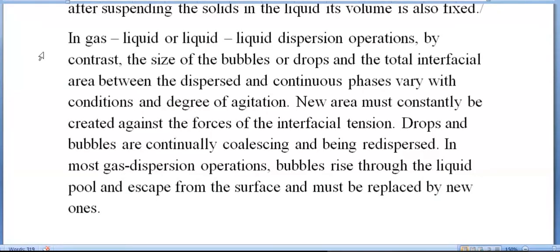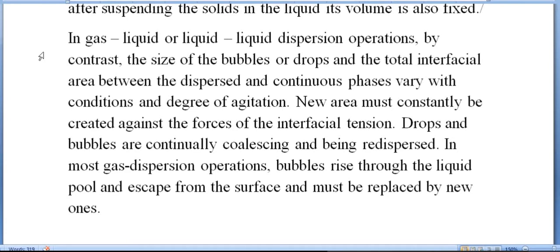Then liquid dispersions. For example, if a reaction is taking place between organic phase and inorganic phase, then of course we have to make an attempt to see that the inorganic phase is dispersed in organic phase, or organic phase is dispersed in inorganic phase. That is very important. By contrast, the size of the bubbles or the drops, or the total interfacial area between the dispersed and continuous phase, vary with conditions and degree of agitation.